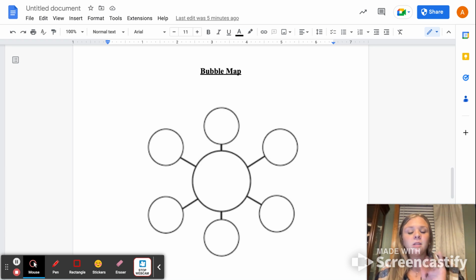There does not have to be 6. You can do however many bubbles you need, and you can branch off, you can add, you can take away. It's your bubble map to help you.